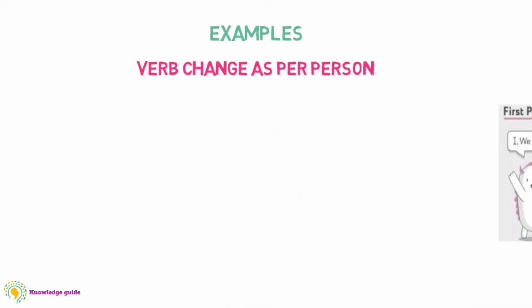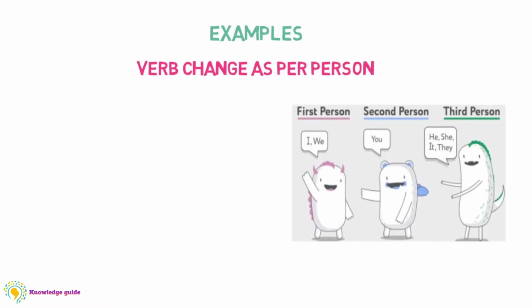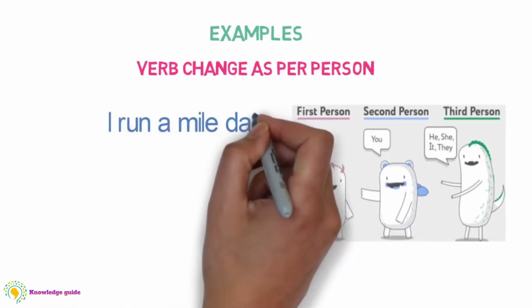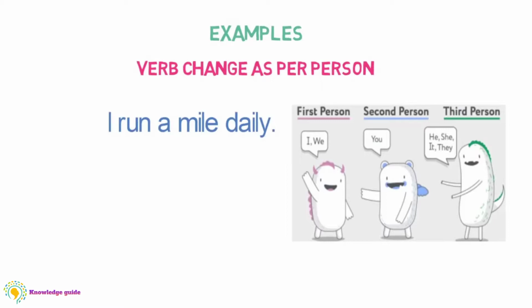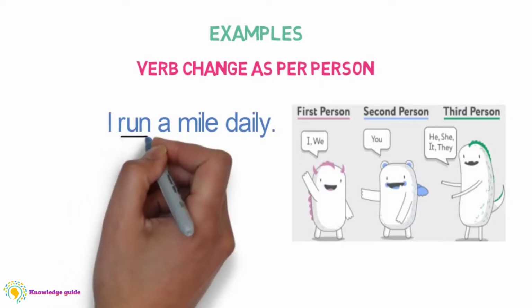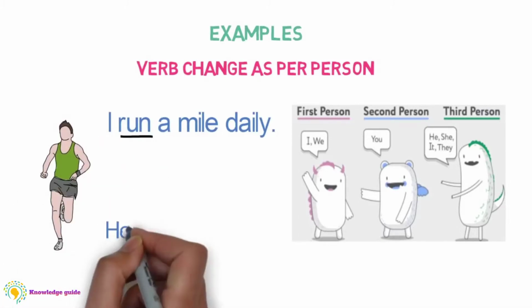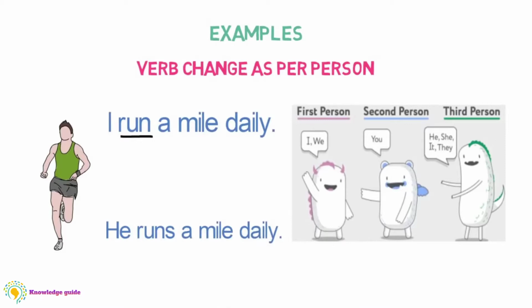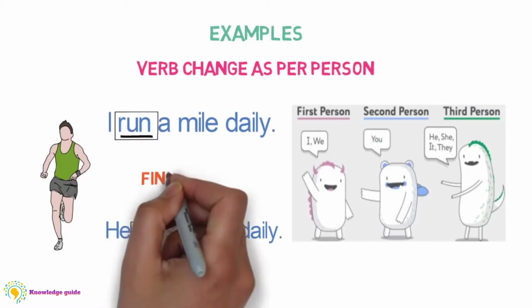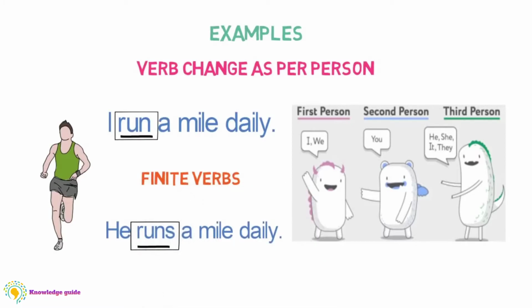Now let's see examples of verbs changing as per person. Here the subject may be first person, second person, or third person. I run a mile daily. Here the subject is first person and the verb is run. Let me give you one more example to understand. He runs a mile daily. Here the subject is in the third person and the verb is runs. You can clearly see here the verb run has changed to runs as per the person, and so both run and runs are finite verbs. Now you may be clear how finite verbs change as per the person.